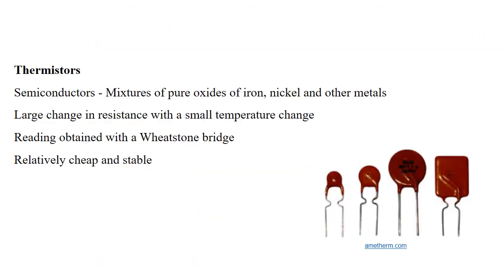The next type of thermometer is the thermistor. These are semiconductors made from specific mixtures of pure oxides of iron, nickel or other metals. In a semiconductor, there will be a large change in resistance with a small change in temperature. Here also, the temperature reading is obtained by using a Wheatstone bridge. Thermistors are relatively cheap and stable.